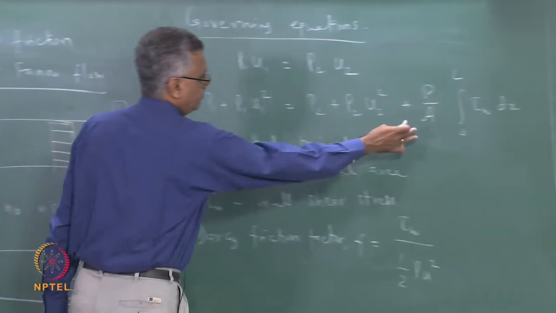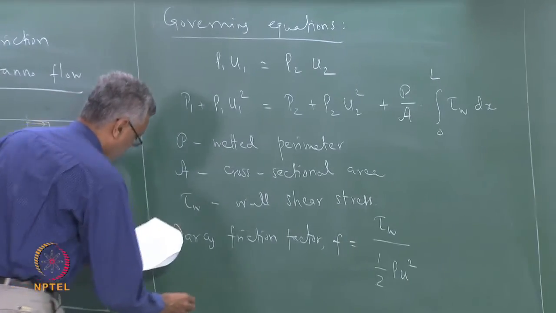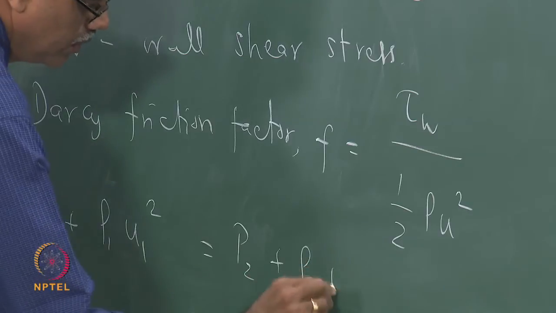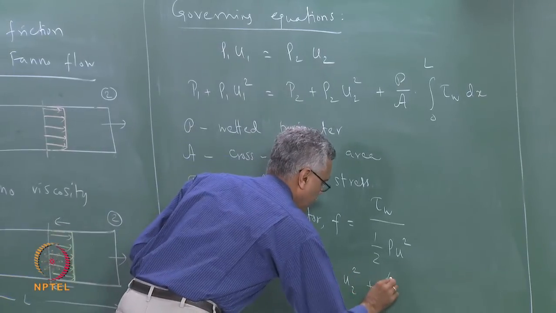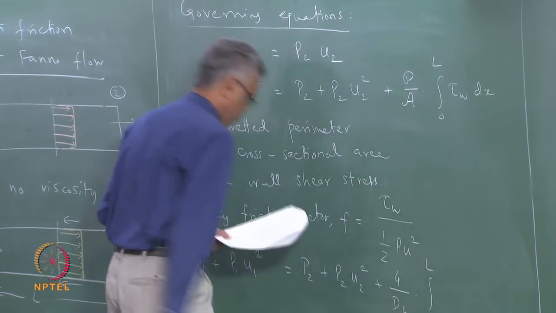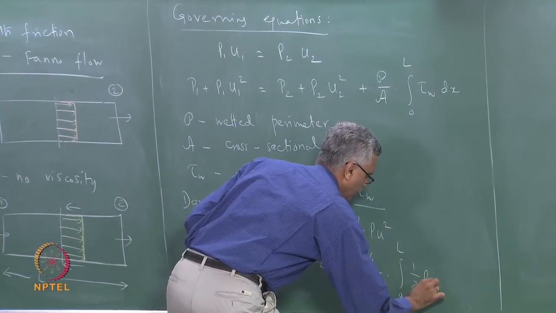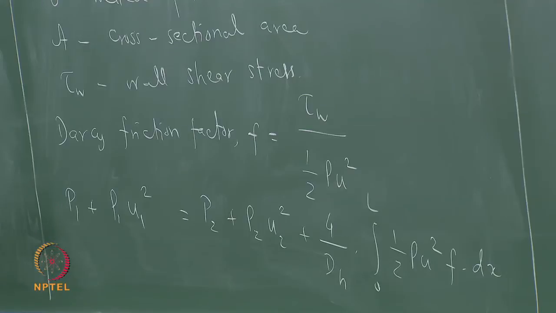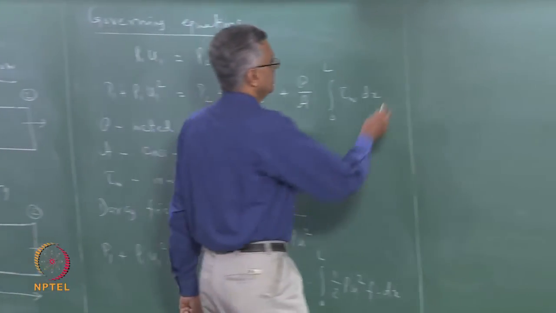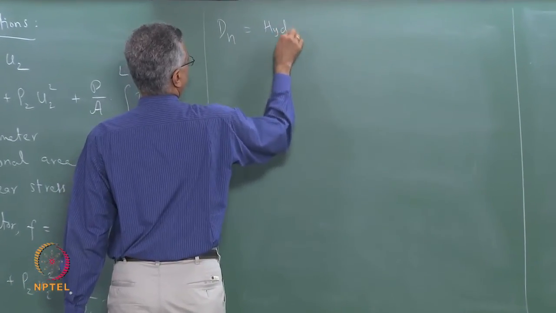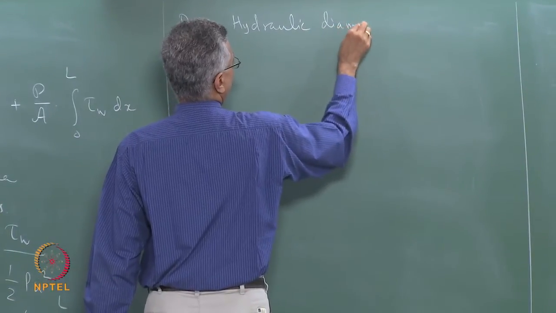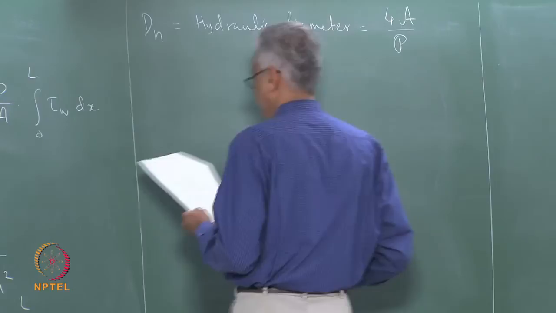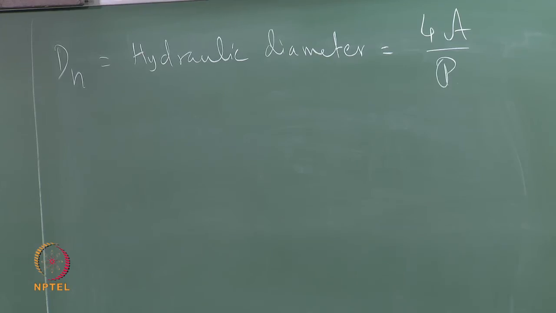So, if I now use this relationship in this equation, I can write it as P1 plus rho 1 u1 square is equal to P2 plus rho 2 u2 square plus 4 over dh times the integral from 0 to L of 1 half rho u square times f times dx, where this quantity dh is known as the hydraulic diameter of the duct, and is defined as 4 times the cross sectional area divided by the wetted perimeter.